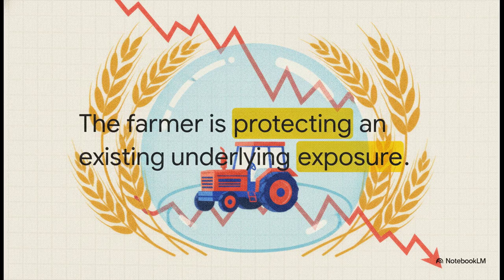The absolute crucial detail here is that the farmer already planted the wheat. He has an existing underlying exposure. If the price of wheat collapses, sure, his farm suffers, but his futures contract will gain value, perfectly offsetting that loss. It is pure price insurance. He's not trying to get rich off the futures market, he's just trying to lock in his survival.